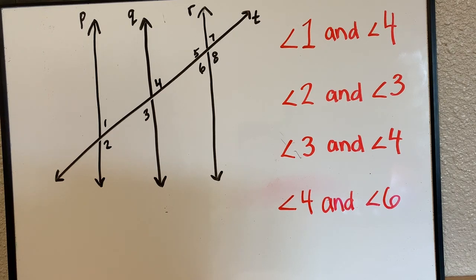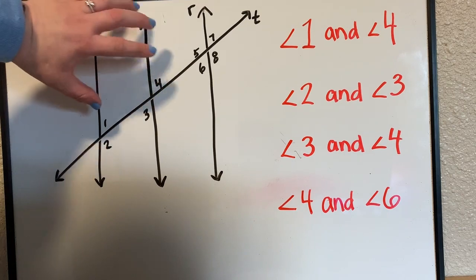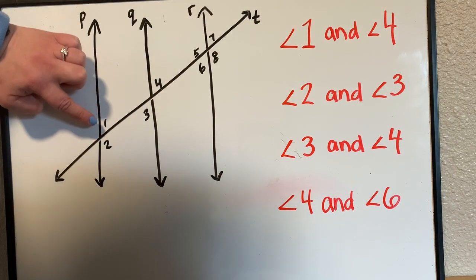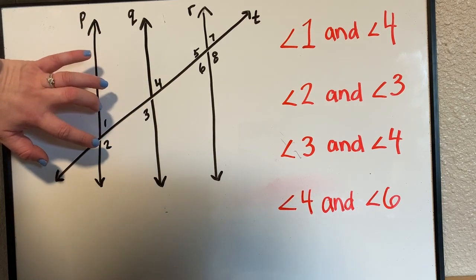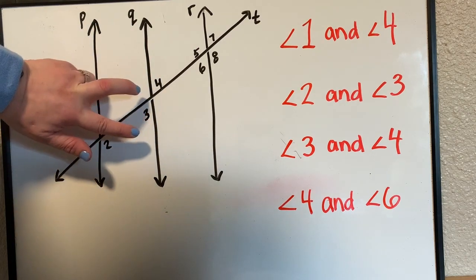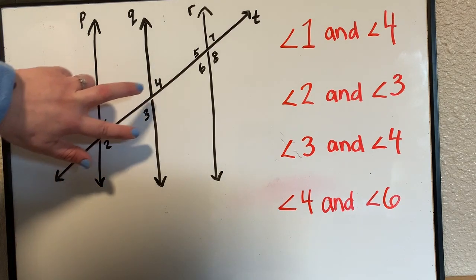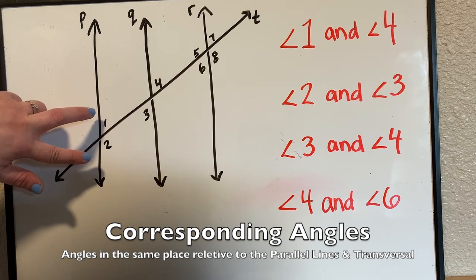So right now we're taking a look at angle 1 and angle 4. I'm looking at this angle and this angle, making 180 degrees, as well as this next line. If this line was the same as this, if I dragged this line over here, angle 4 and angle 1 would be in the same position. So those are called corresponding angles.